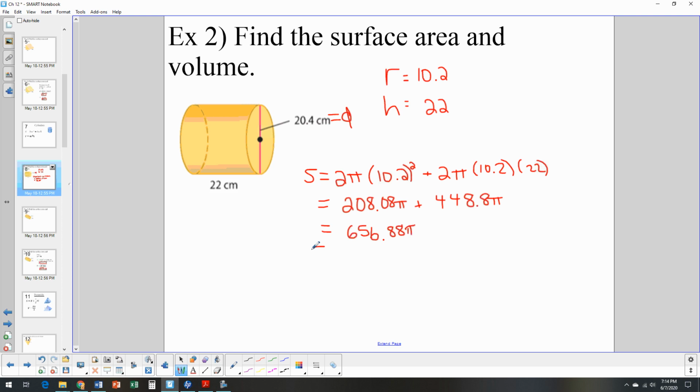Now I'm okay with multiplying it by the pi button. I'm always going to use the pi button. And I get 2063.65 square centimeters.